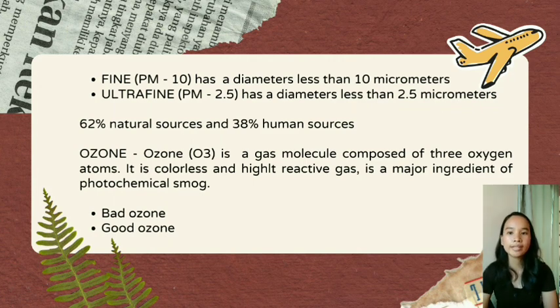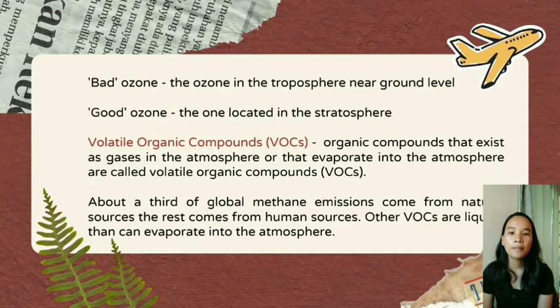So there are two kinds of ozone, the bad ozone and the good ozone. Bad ozone is the ozone in the troposphere near ground level. It is referred to as bad ozone because of its effect on people and the environment, and it is the main ingredient in smog. And the other is the good ozone, the one located in the stratosphere.